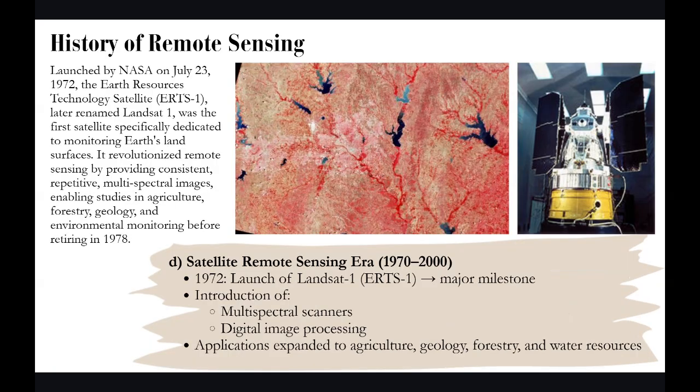Moving into the next one, the fourth phase is where we launched one revolutionary satellite. It was launched by NASA in the year 1972. They named it Earth Resource Technology Satellite, or ERTS-1, launched on July 23rd, 1972.